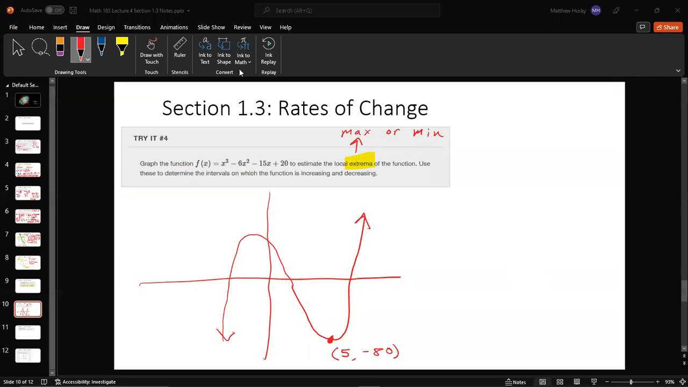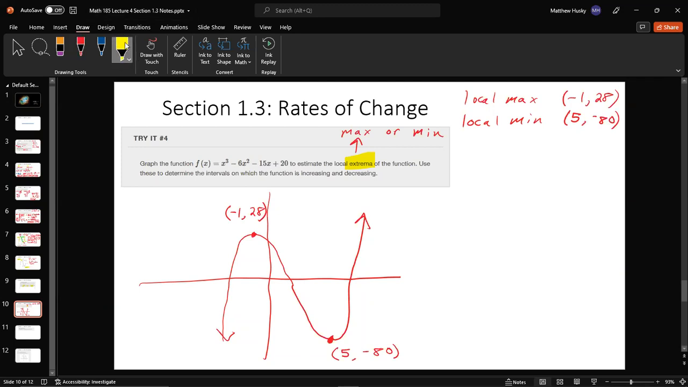So I will share my screen here. So this point is happening up here at negative 128. So graph the function to find the local extrema. Use these to determine where it's increasing and decreasing. So the local max is negative 128. The local min is 5, negative 80.